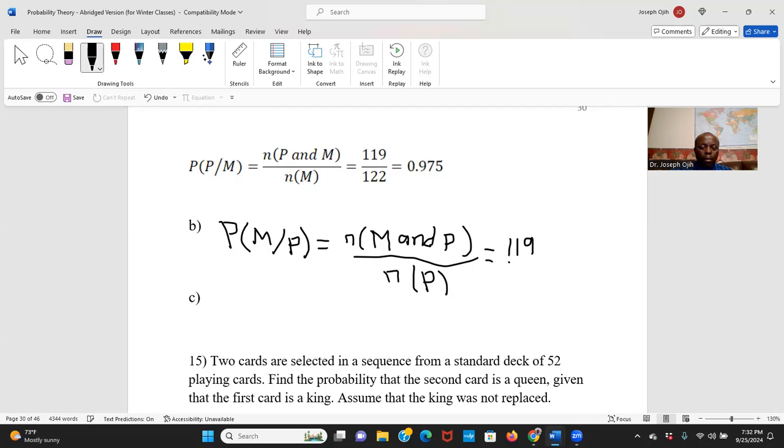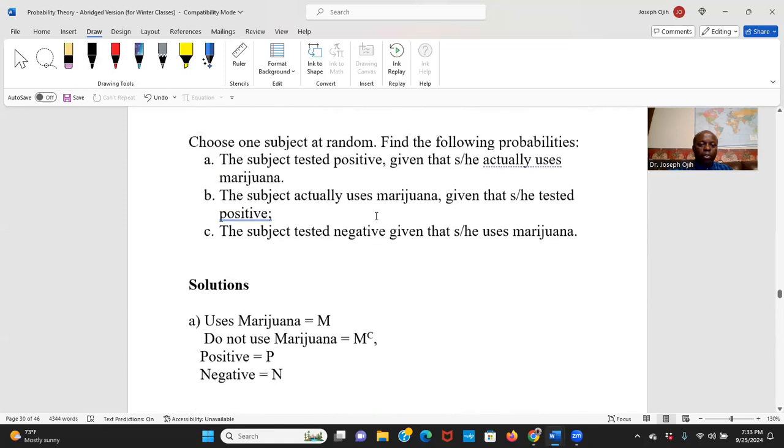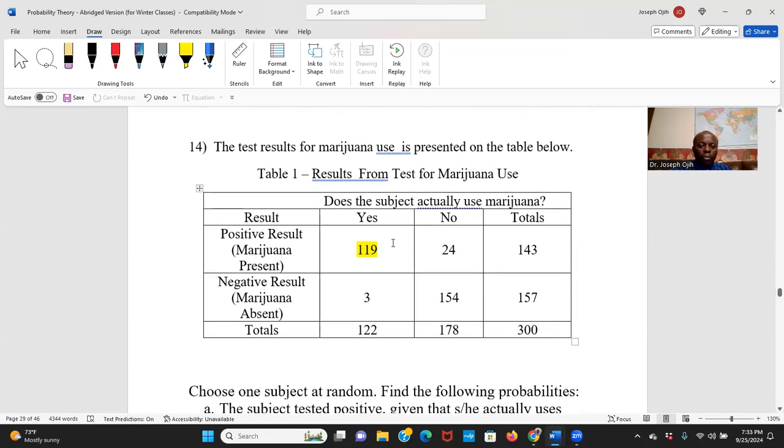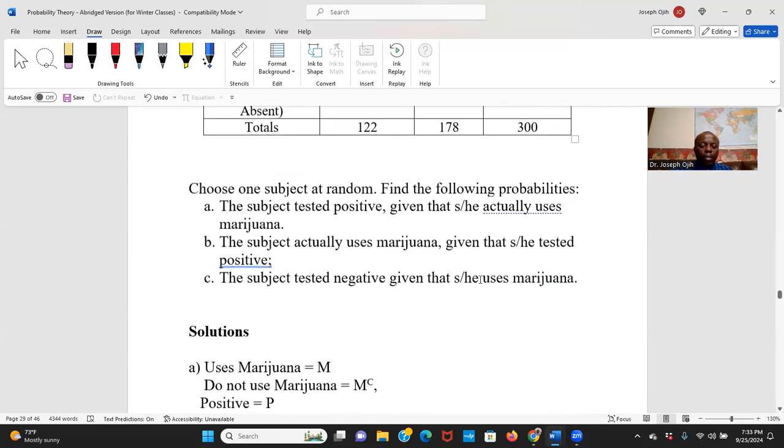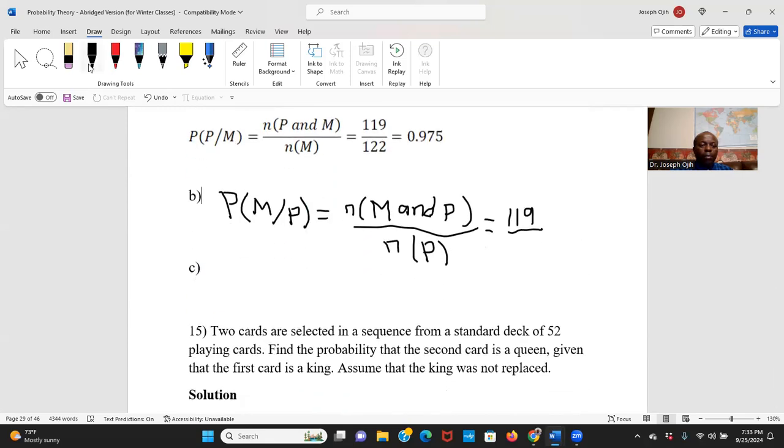Over number of points in positive, because this time the condition is positive. You can see the condition right here, positive results. If you follow it to the left, it is 143. So it's going to be 1, 4, and 3. And that will give us the answer right away. 119 divided by 143.